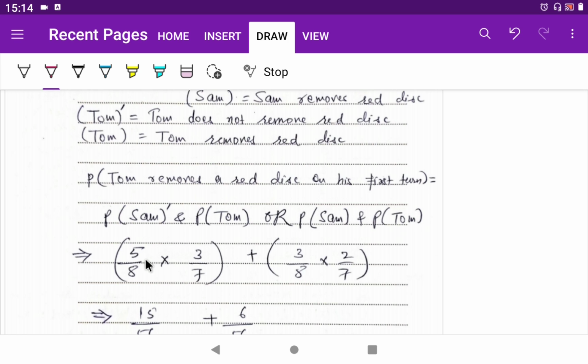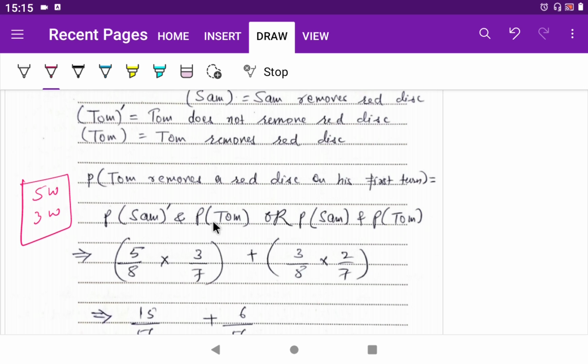So the probability is 5 divided by 8, because in the bag there are 5 white discs and 3 red discs. Sam does not remove red, which means he removed a white one, so 5 divided by 8. And now the removed disc is not replaced into the bag, so the total was 8 and now it becomes 7, because one disc is removed.